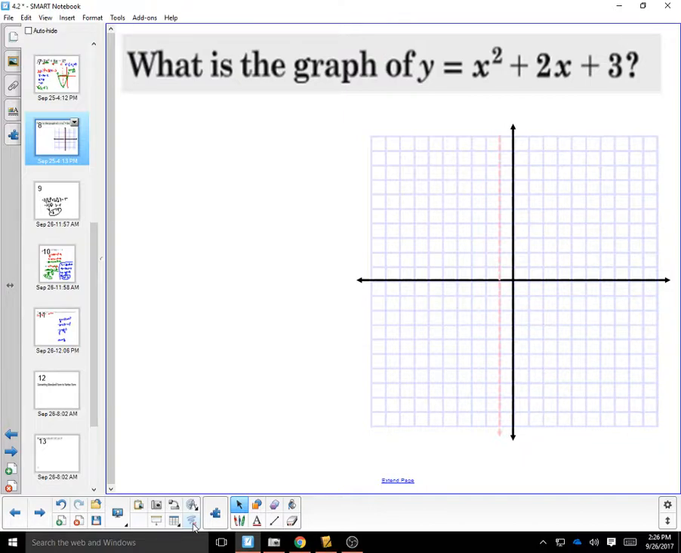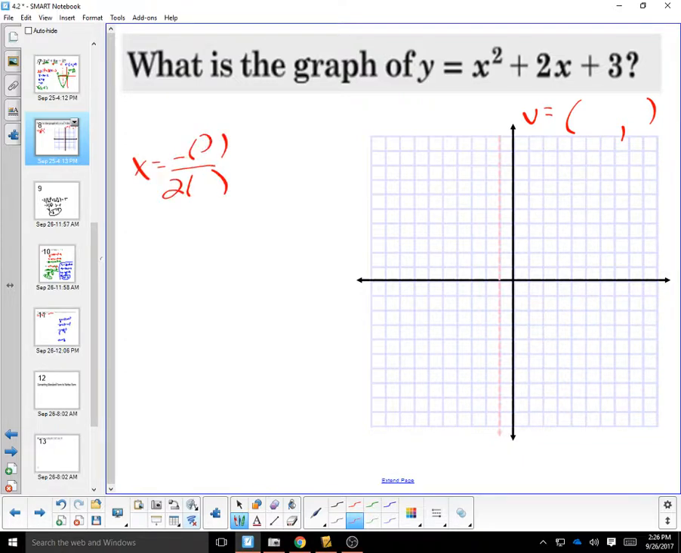Ready? Okay, first thing that I want to do is find the axis of symmetry, because that's going to give me part of the vertex, right? I'm going to just put my vertex right here. Axis of symmetry: x equals negative b over 2a. b is 2, a is 1. That means my axis of symmetry is x equals negative 1, right? So, guess what goes right here? Negative 1. Let me go ahead and sketch my axis of symmetry real quick. Oh, there it is. It's in pink. You see it?